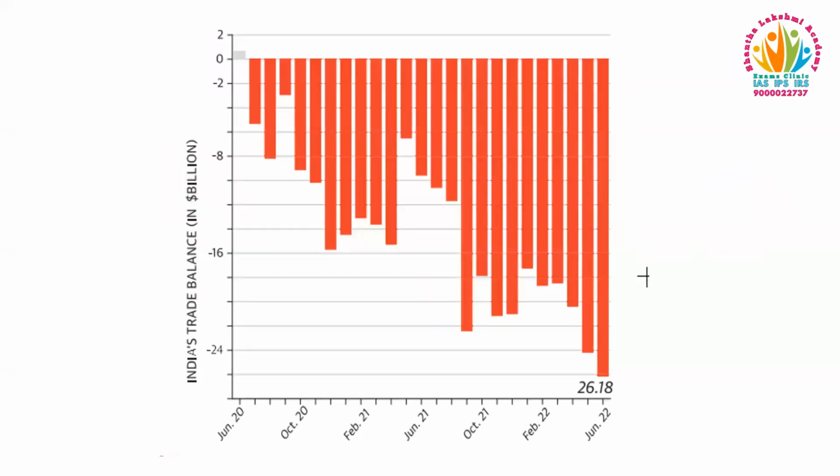So this is the data regarding the trade deficit. In June 2020, our trade is somewhat in surplus, positive, like above 1%. That means it is all the COVID period, right? From then, it has been decreasing only. Trade deficit is increasing. Now, it has reached around a $26.18 billion deficit.